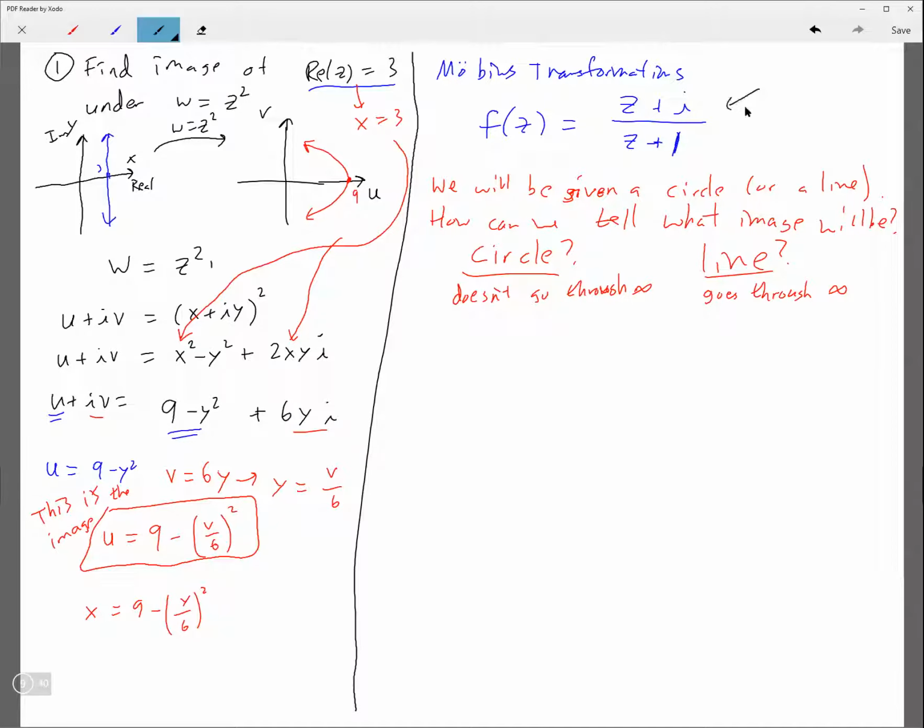Or more importantly, what point does this map to infinity? What point does this particular Möbius transformation map to infinity? Is it zero? Zero? Okay, if you plug a zero in, then that's zero, that's zero, you're going to get i, right? So it doesn't map zero to infinity. Negative one. If you plug a negative one in, the denominator is going to be zero, so that's going to map to infinity. Okay, so the answer is negative one.